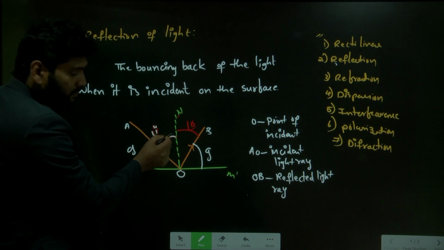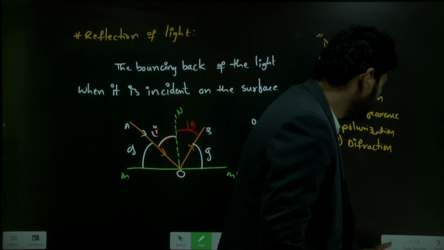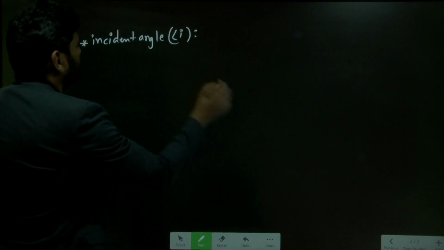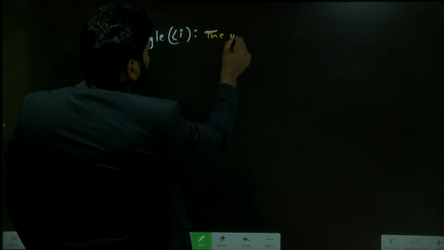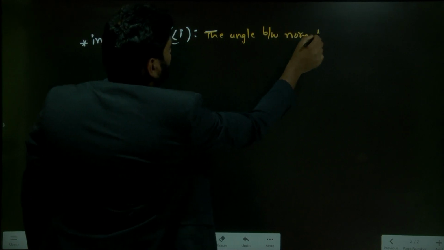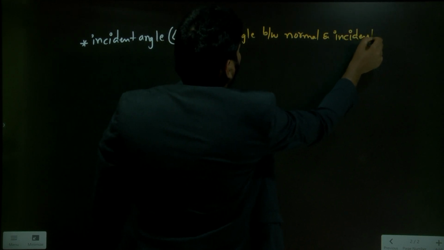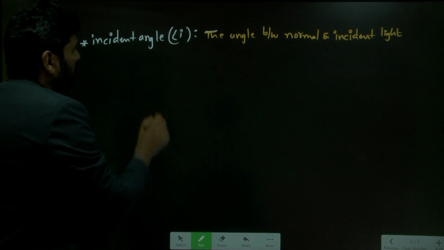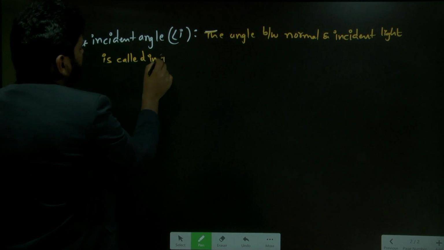Define incident angle. The angle between normal and incident light ray is called what? Write down: the angle between normal and incident light ray is called incident angle.